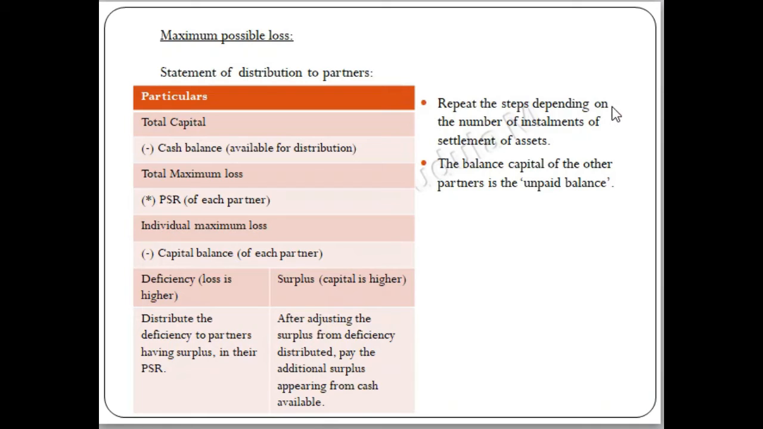So the steps are repeated depending on the number of installments of settlement of assets. If the cash that is becoming available to the firm is on installment basis, then for each installment a separate such number of steps have to be repeated. Okay. The balance capital of the other partners is unpaid as we have discussed already.